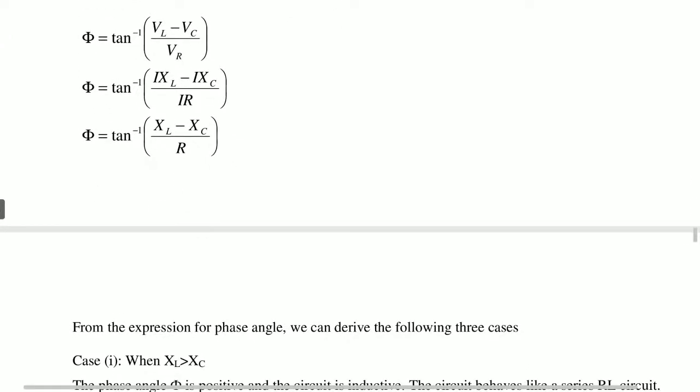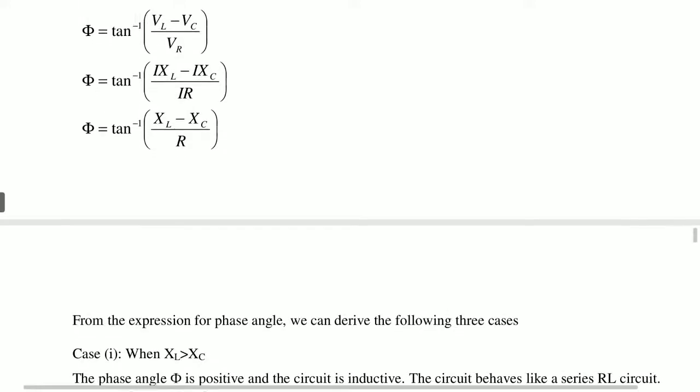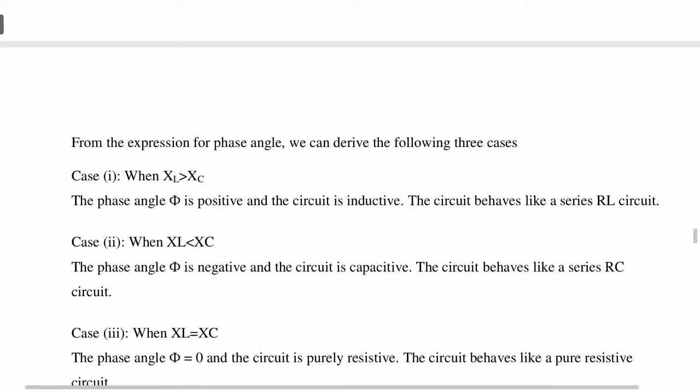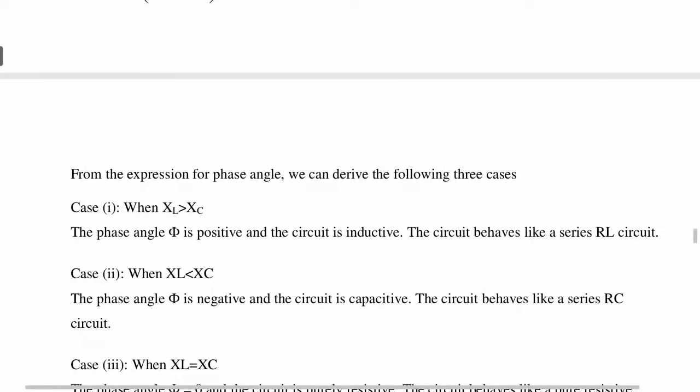From the expression for phase angle, we can derive the following three cases. Case 1: XL is greater than XC. XL greater than XC means the nature of the circuit is inductive, that means in the circuit the inductance part is dominating.